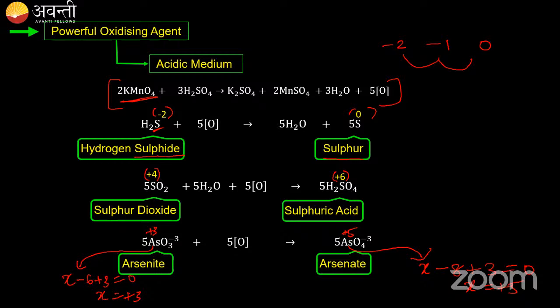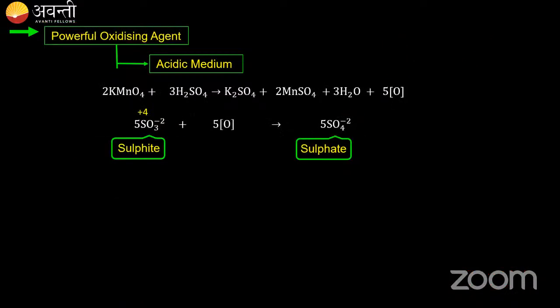Then the fourth example, sulfite to sulfate. In sulfite, the oxidation state is +4. In sulfate, what is the oxidation state? X minus 8 plus 2. Okay, X is equal to +6. Yeah, X is equal to +6. Very good, Sakshi. So two electrons are lost.